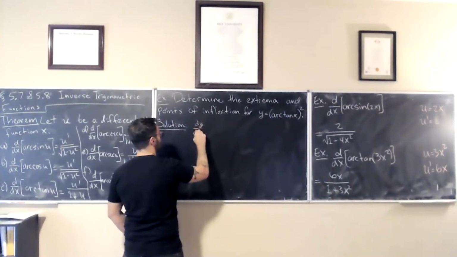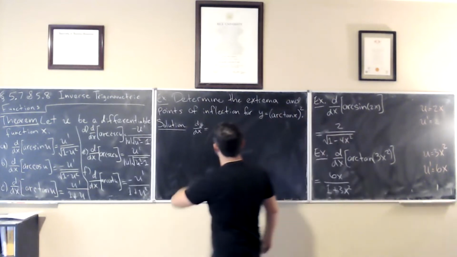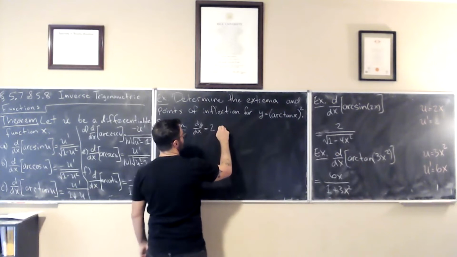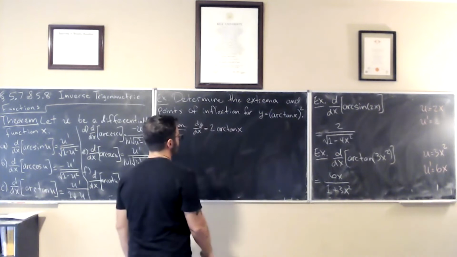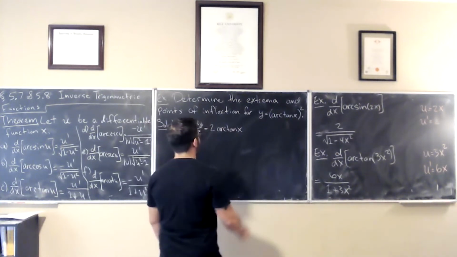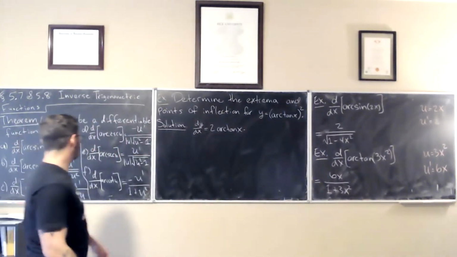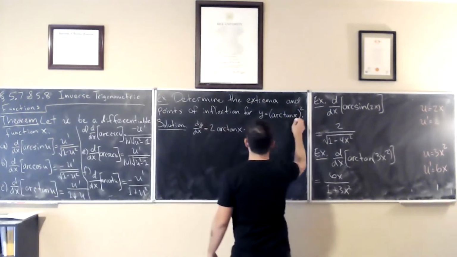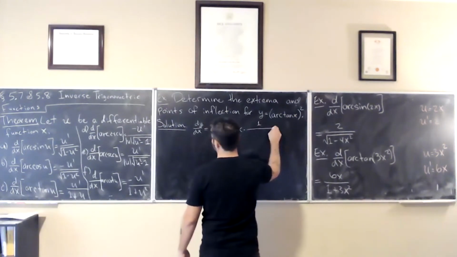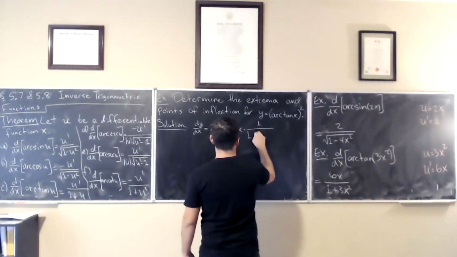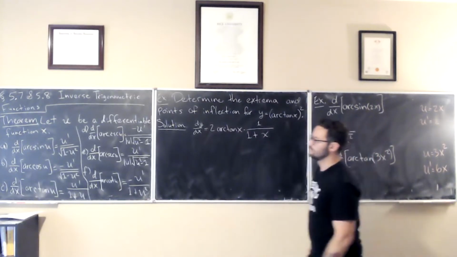So dy dx. So if we use the chain rule, it's going to be 2 times arctan x, and then times the derivative of the inside, so this is your u now, so it's going to be the derivative of x, which is 1 over 1 plus x.